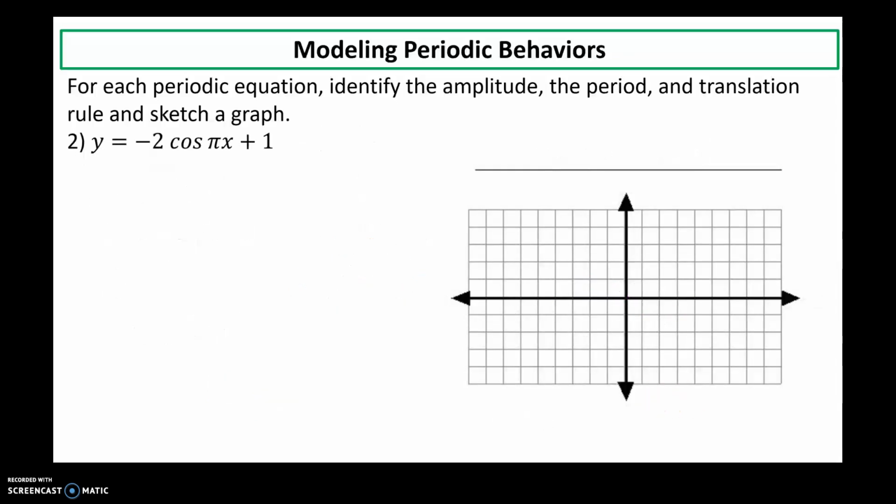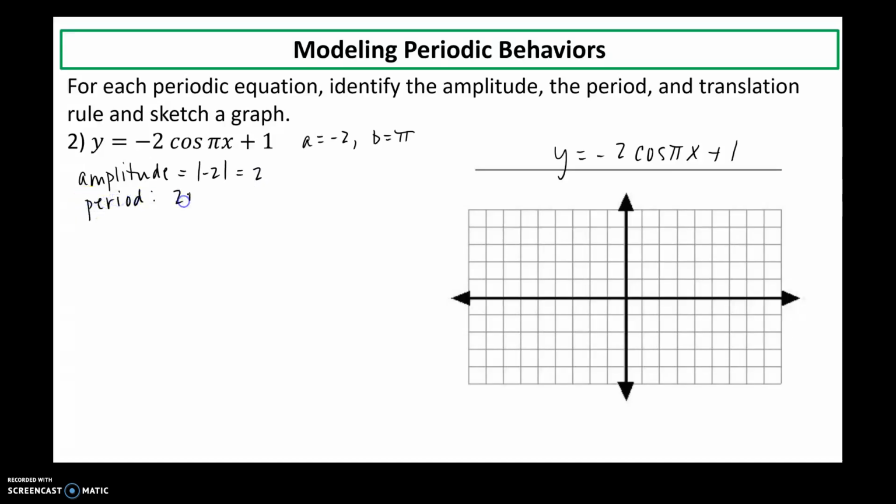Let's look at another one. So label your graph. Negative 2 cosine of pi x plus 1. A is equal to negative 2. B is equal to pi. Okay, so our amplitude is the absolute value of A. So our amplitude is 2.